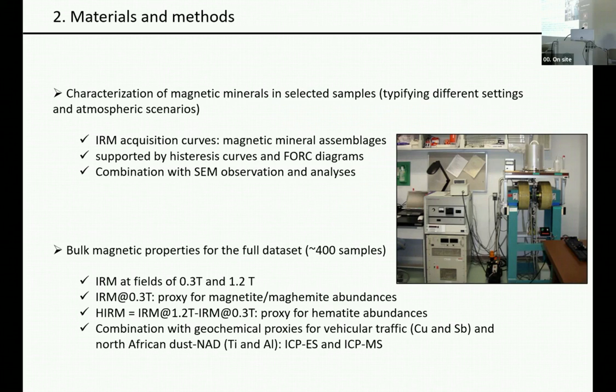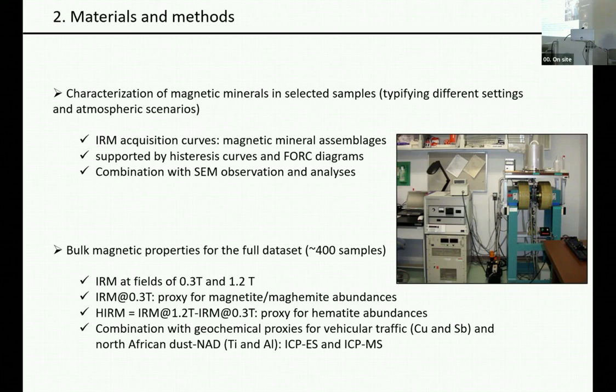The first source of information was what we call the IRM acquisition curves, where the magnetization of the sample is measured as a function of the intensity of a magnetic field to which the samples are exposed. And different magnetic minerals acquire most of the magnetization at different fields. So by splitting the whole curve into different components, we can establish the different magnetic minerals present in the sample.